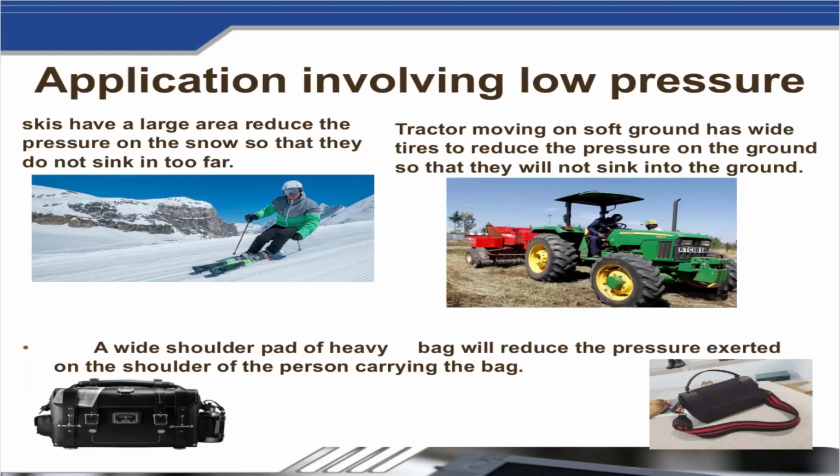Applications involving low pressure. Skis have a large area that reduces the pressure on the snow, so they do not sink in too far. A tractor moving on soft ground has wide tires to reduce the pressure on the ground, so that it will not sink into the ground. A wide shoulder pad on a heavy bag will reduce the pressure exerted on the shoulder of the person carrying the bag. Students, you understood this easily.